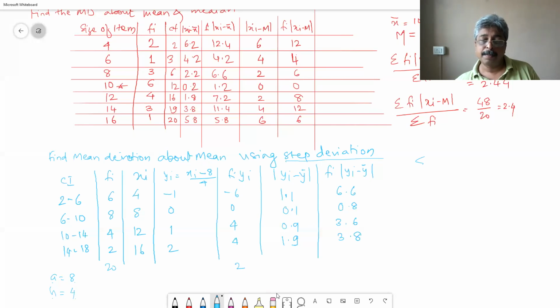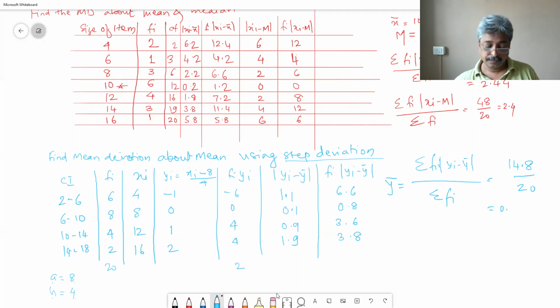Okay, so now sigma fi |yi minus y bar| upon sigma fi. How much is it coming? It was 14.8 upon 20, which is 0.74. So the mean deviation about mean is, what formula have we used?